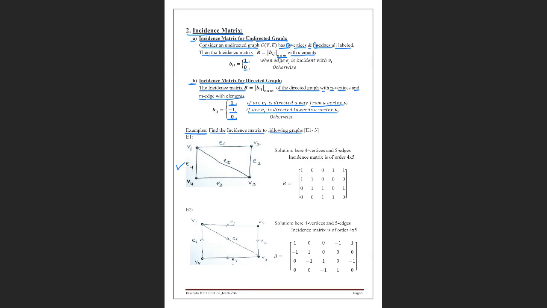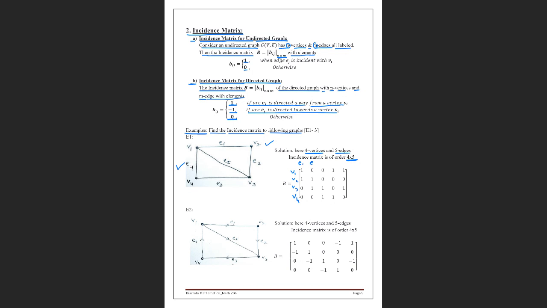Now look, this is undirected graph. So here no problem, undirected graph. There are 4 vertices and 5 edges. Okay. 4 vertices and 5 edges. The matrix will be 4 by 5. Okay. So vertex you will write here. This is V1, V2, here V3, and here V4. These are the vertices.